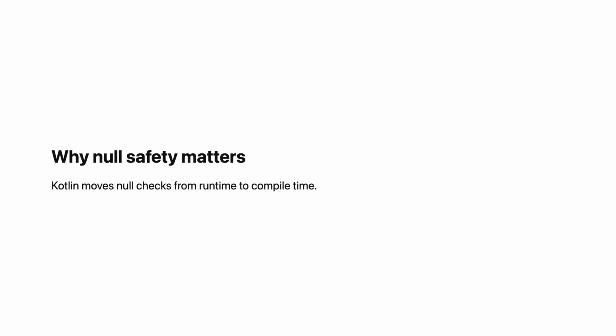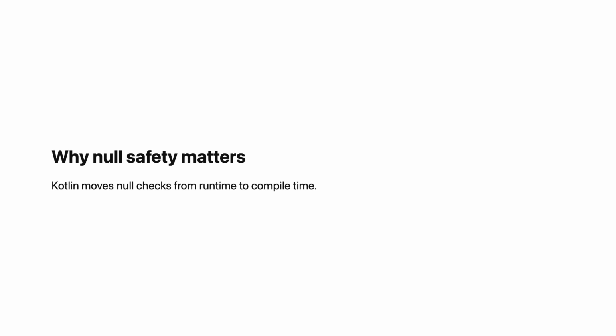Sometimes yes, sometimes no. Why does this matter? In many languages, any reference can be null. You call a method, it crashes. Null pointer exception. The billion-dollar mistake. Kotlin moves null checks to compile time. If a type is non-nullable, the compiler guarantees it has a value. No runtime surprises. If a type is nullable, you must handle the null case before using it. The compiler forces you to think about absence.